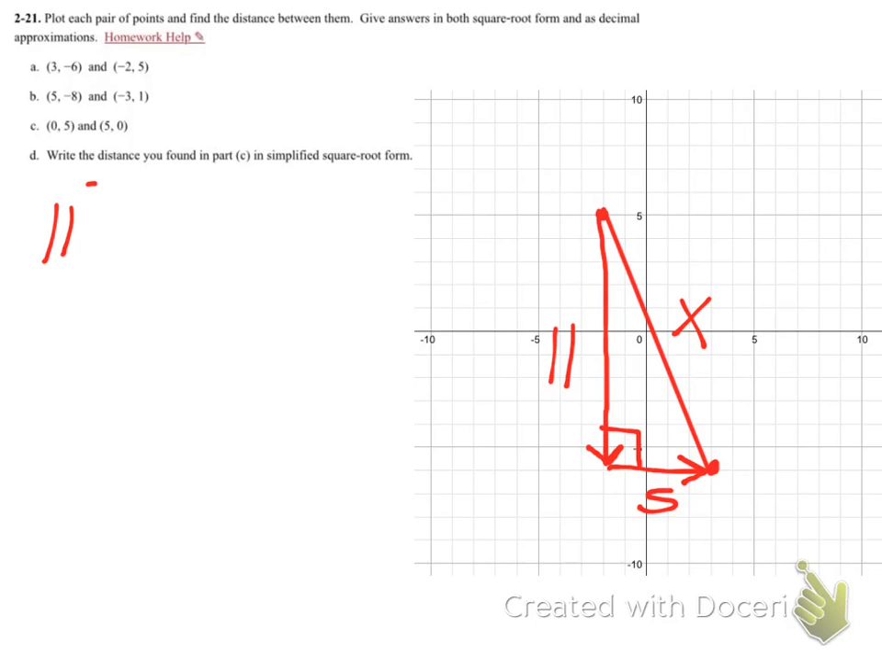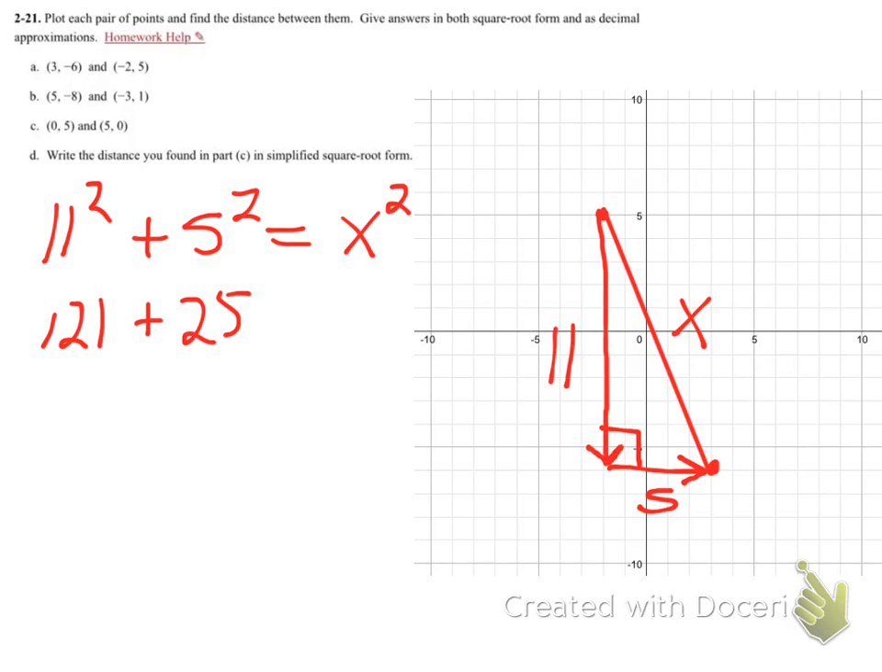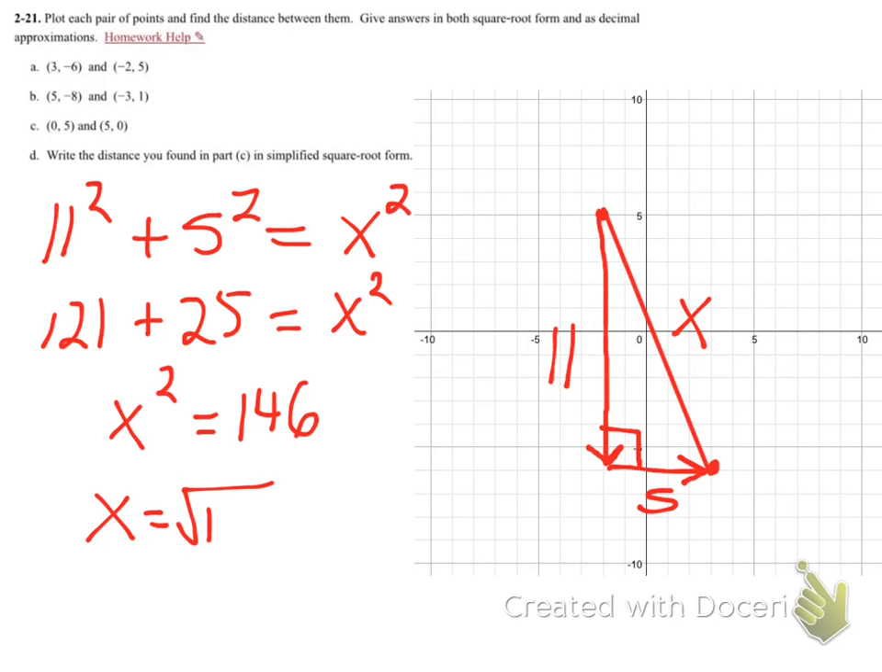So I would have 11 squared plus 5 squared equals the length I'm looking for, the hypotenuse, x squared. So simplifying the 11 squared and 5 squared, I get 121 plus 25, which when I combine those two, x squared is going to equal 146. So x is going to equal the square root of 146. And it also says that I can give the decimal approximations of those. So my decimal approximation for this will be approximately 12.083.